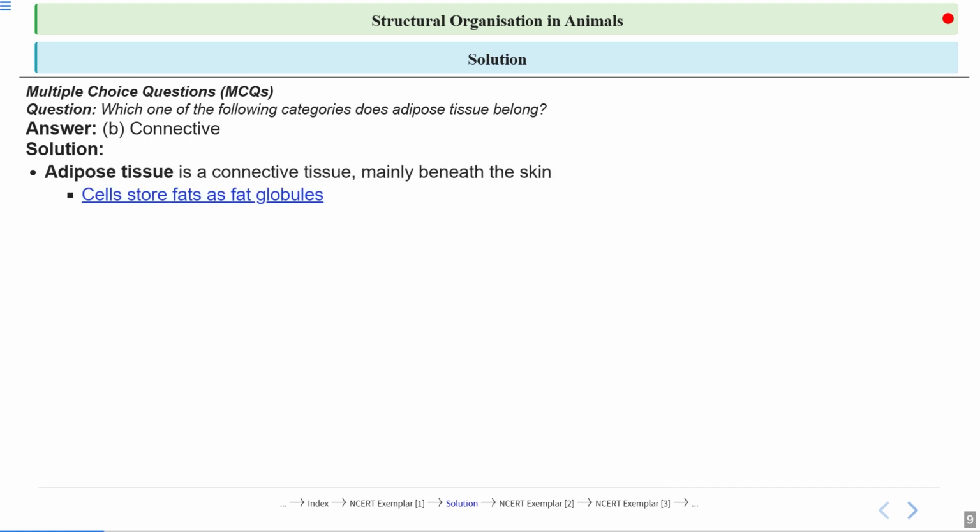Adipose tissue is a connective tissue mainly beneath the skin. Mainly beneath the skin means they are present just below the skin, right? And these are the cells that store fat as fat globules. Adipose tissue stores the fat globules. Epithelial tissue forms a single layer of cells on the basement membrane. There is a basement membrane and this basement membrane is not cellular, right? And the epithelial tissue is resting on this basement membrane only.